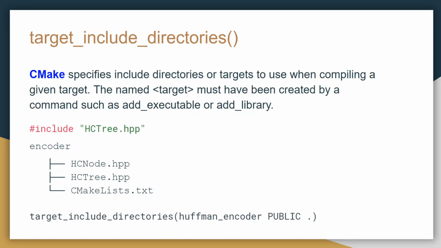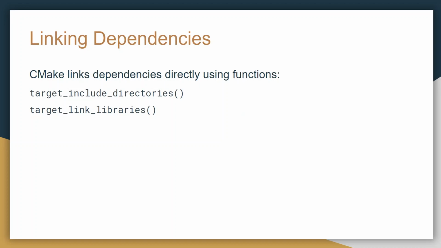Target include directories. So CMake specifies include directories for targets to use when compiling a given target. The named target must have been created by a command such as add executable or add library. For linking dependencies, we have a couple of ways of doing this.